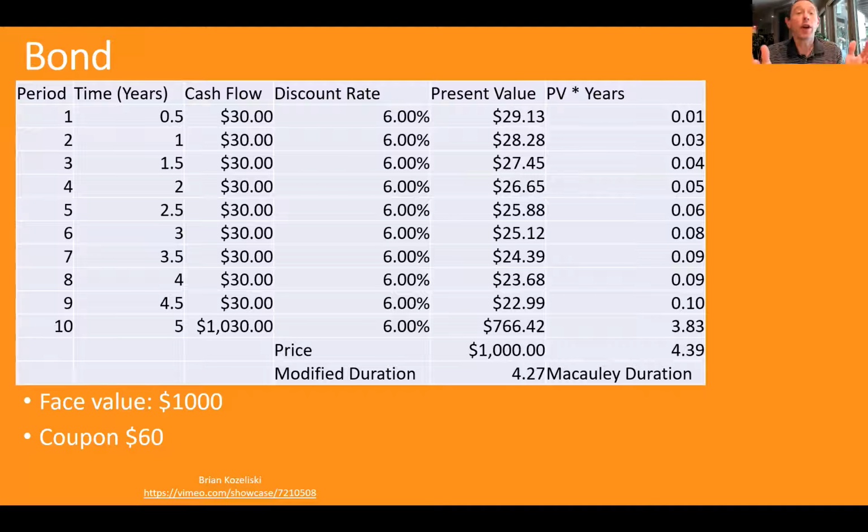Now, to refresh your memory here, we're going to use this same exact bond here, right? So it's face value of $1,000, a coupon of 6%, which means it gets a $30 payment every 6 months. If the discount rate is 6%, then you'll see a price of $1,000 like you see here. We see the modified duration and we see the Macaulay duration also.